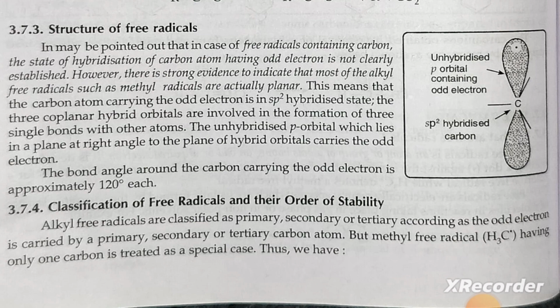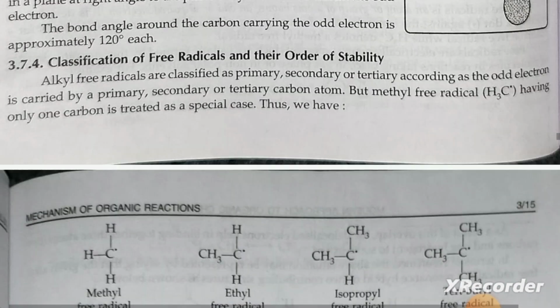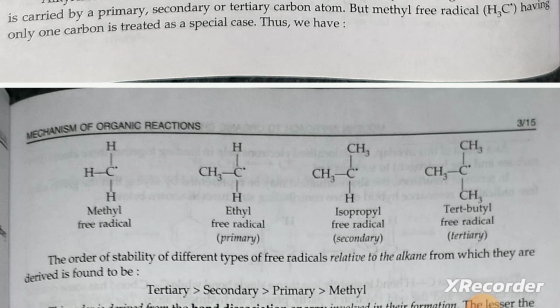Fourth, classification of free radicals and their order of stability. Alkyl free radicals are classified as primary, secondary or tertiary according as the odd electron is carried by a primary, secondary or tertiary carbon atom. But methyl free radical, CH3 radical, having only one carbon, is treated as a special case. Thus, we have methyl free radical, ethyl free radical primary, isopropyl free radical secondary, tertiary butyl free radical tertiary.